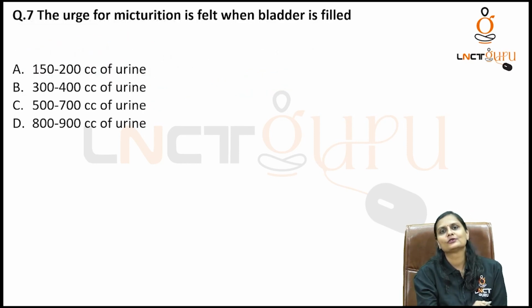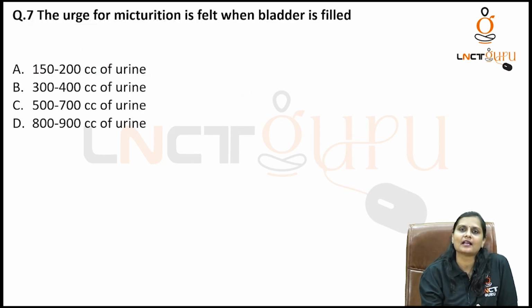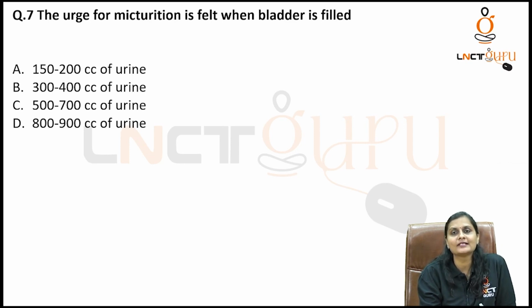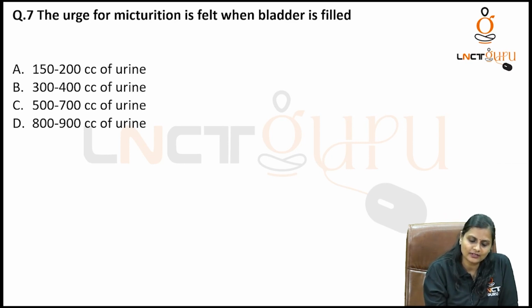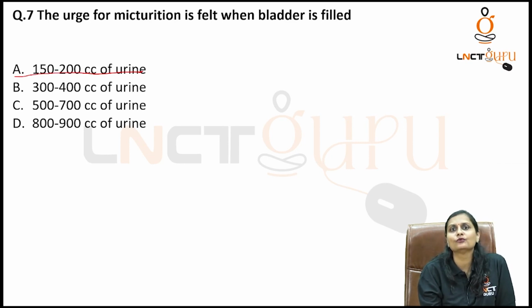Now we move on to the next question, that is question number 7. The urge for micturition is felt when the bladder is filled with. The options for this question are A, 150 to 200 cc of urine, B, 300 to 400 cc of urine, C, 500 to 700 cc of urine, and D, 800 to 900 cc of urine. So whenever we talk about the urge for micturition, okay, the answer for this is your 150 to 200 cc of urine, that is your option A.